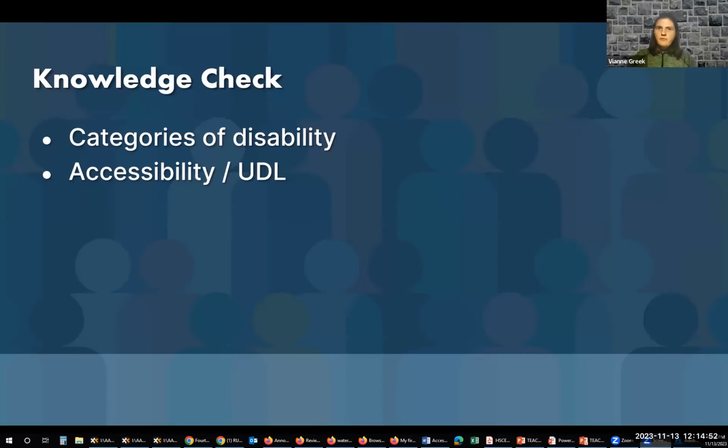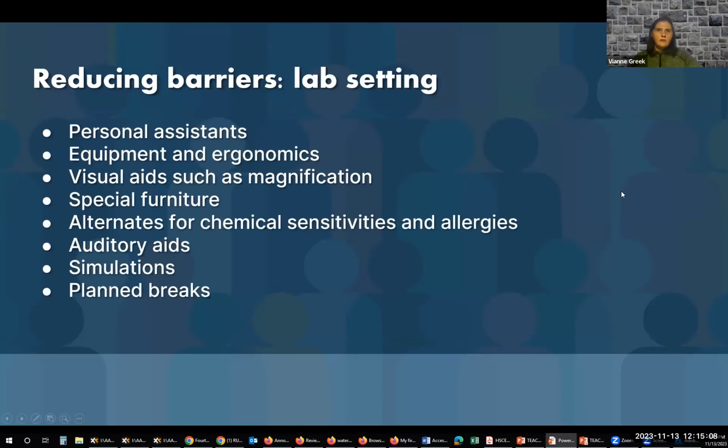Okay, so we just talked about the didactic setting. So beyond the didactic setting, this presentation is about across the medical education continuum. So we'll go through a couple of ideas and tips for reducing barriers in the other settings as well. So for lab setting, we may be dealing with some sensitivities to chemicals, the need for specialized seating or furniture. There might be some needs for planned breaks, visual aids, etc. I'm not going to list all of the different types here. They're on the screen and they'll be available on the slide deck after the presentation.